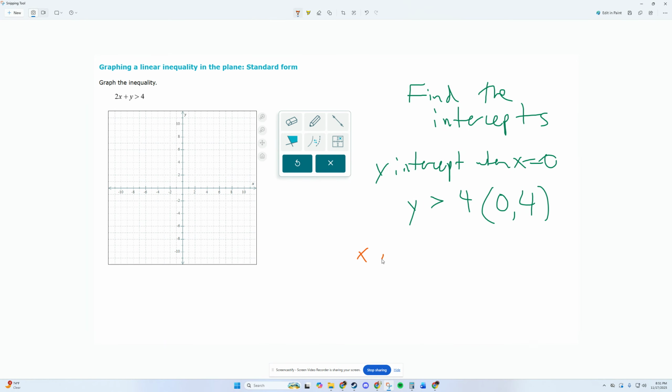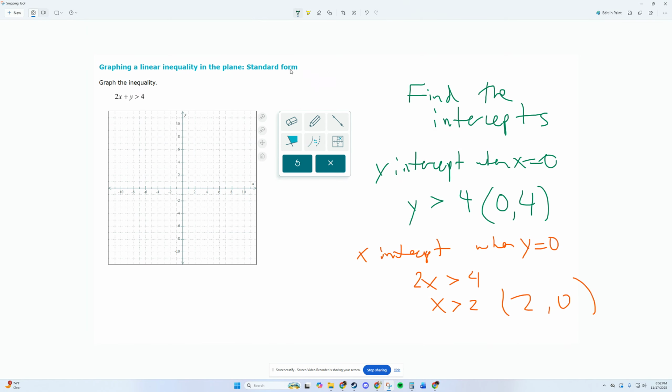Our x-intercept is what is x when y equals 0. Make the y 0. That's going to be 2x is greater than 4. That's going to be x is greater than 2. And that will be 2, comma 0.